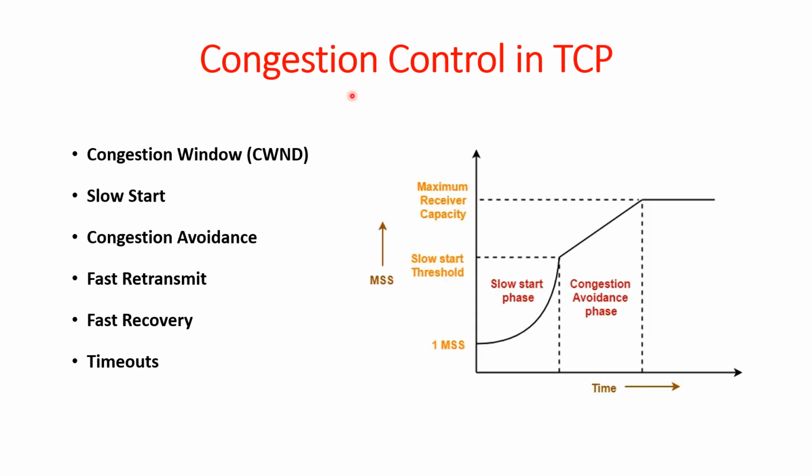Congestion control in TCP is a mechanism that manages network traffic to prevent congestion, ensuring efficient data transmission across the network. When too many packets are sent by the network, it can lead to packet loss, delays, and overall degradation of service. Here is how TCP implements congestion control.